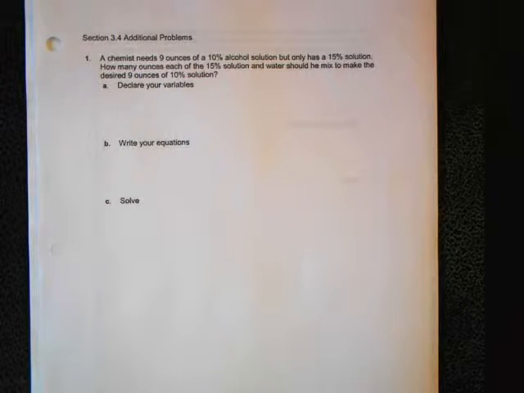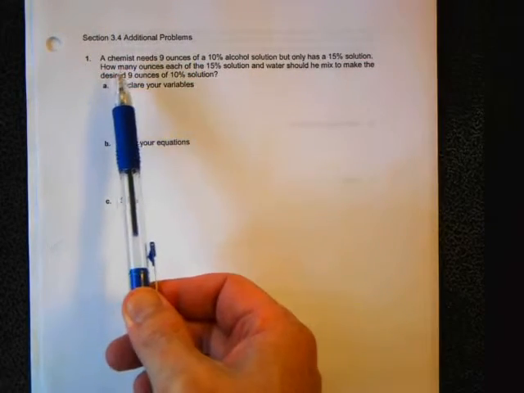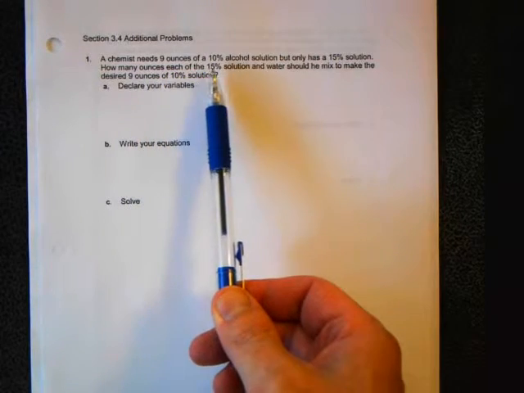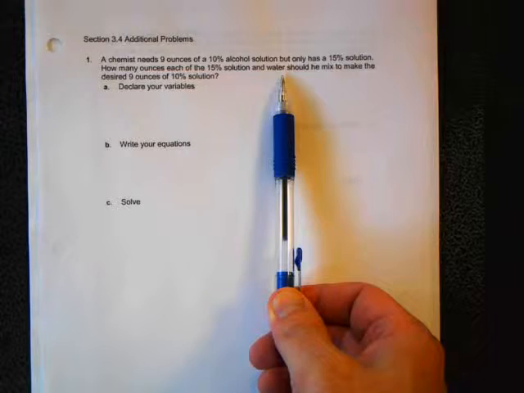What are we trying to find? 9%? 10%? No, not trying to find 10%. How much of the 15% solution do you use each? Correct. So what are your variables? What are you looking for? That almost always comes from the last sentence. So the last sentence says, how many ounces of each of the 15% solution and water? So right there, that tells you what you're looking for.